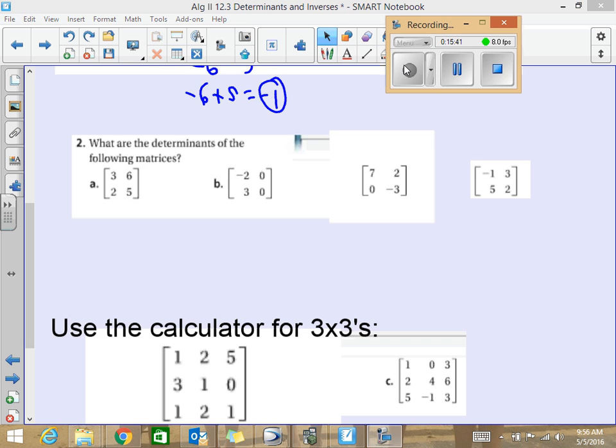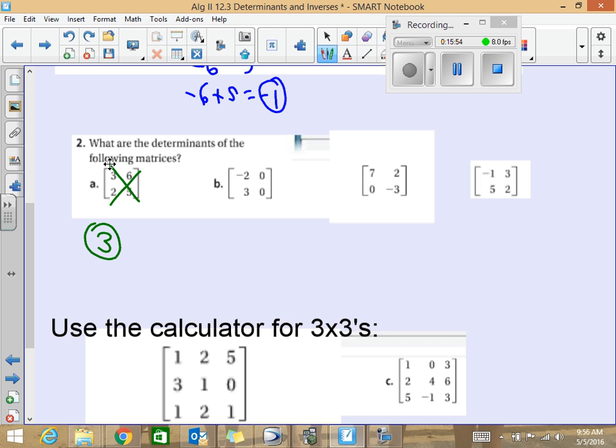Okay, so what did we get for A? Caroline, what did you get for A? 3. So we got 15 minus 12, 3. Everybody agree with that? Okay. Let's see. Sam, what did you get for B? 0. 0, right? So negative 2 times 0 is 0, minus 0. So this would have no inverse. If we were going to try to use an inverse for an equation with that matrix, we couldn't. Okay, no inverse.